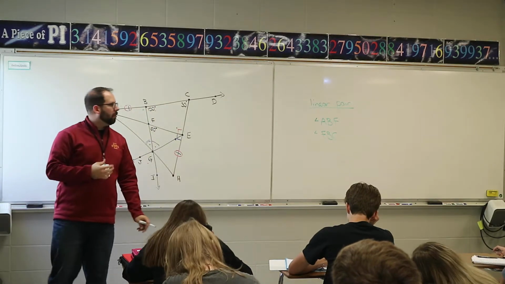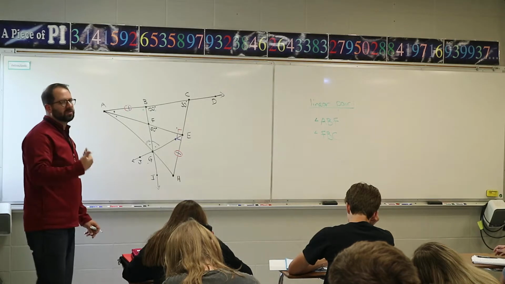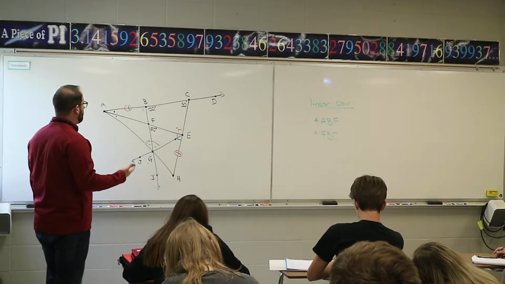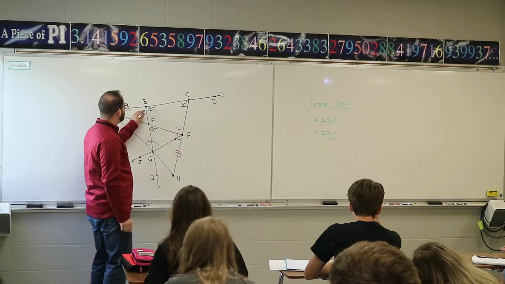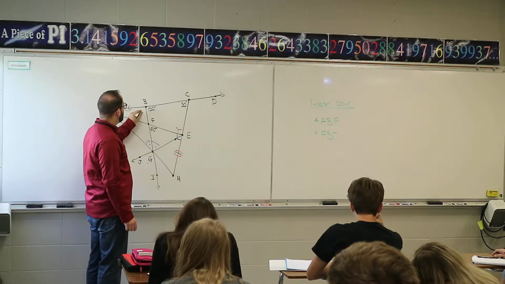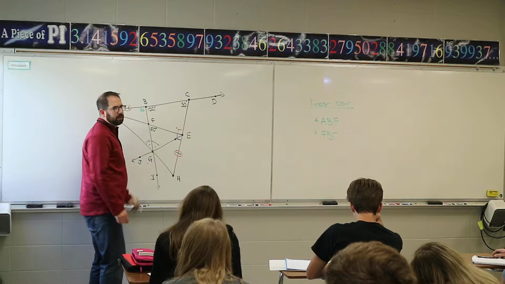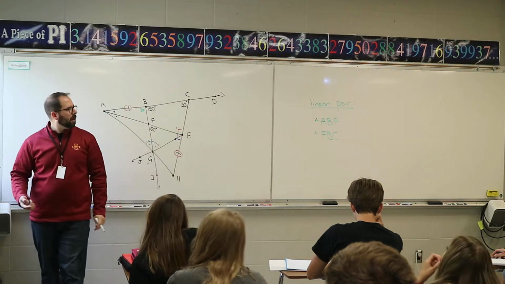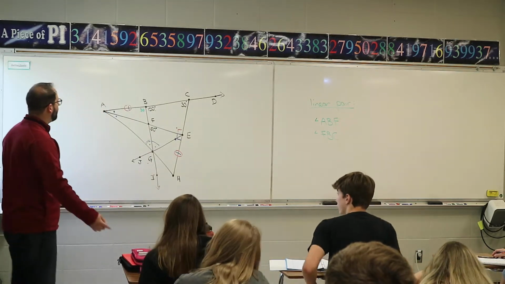Okay, linear pair. Now, we've also talked about how they're supplementary. They have to add up to be 180. So since I know that these are a linear pair, they make a straight line, these are supplementary, they also have to make 180. So this angle is also 30. That's something you need to think about, that they have to add up to be 180.